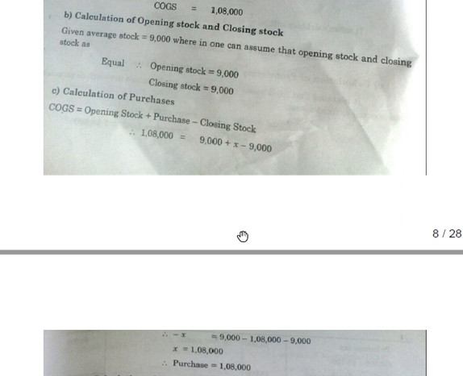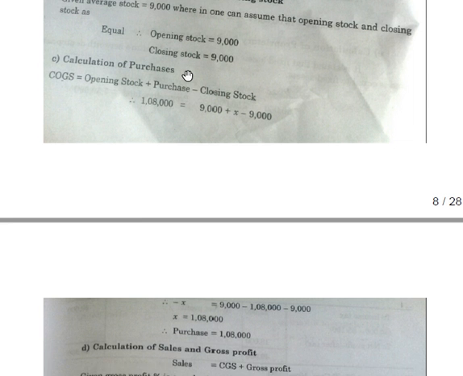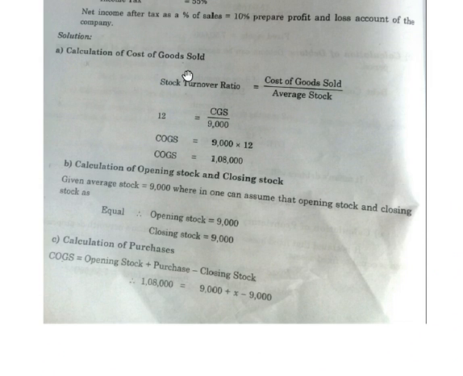Calculation of opening and closing stock. Given average stock, we know it is 9,000. So one can assume that opening stock and closing stock are equal, opening stock is 9,000 and closing stock is 9,000. How? Because average stock is 9,000. So obviously 9 plus 9 is 18,000. We are just assuming it, because we don't have any information, so that we can put it up in our trading and profit and loss account.